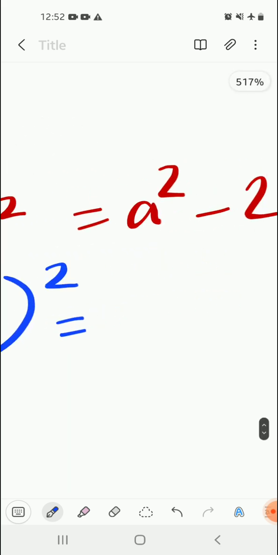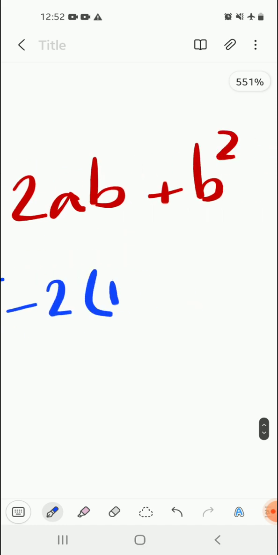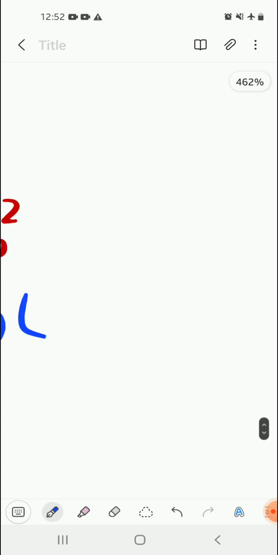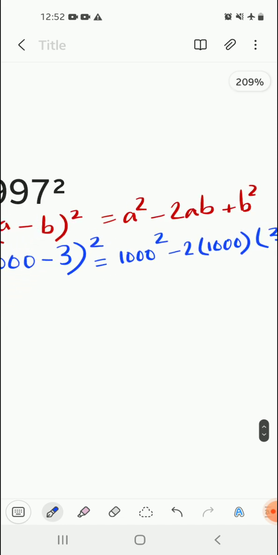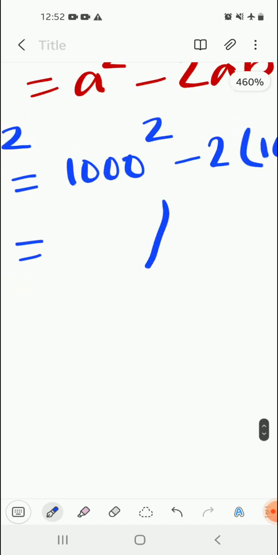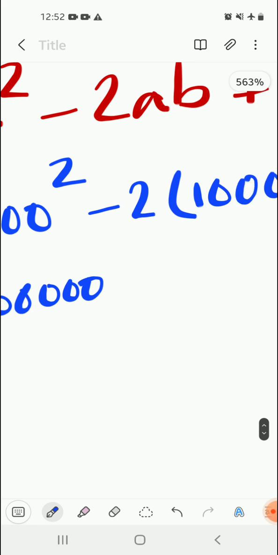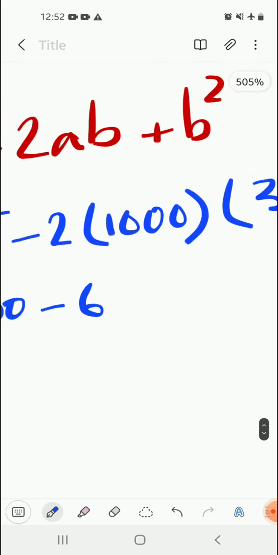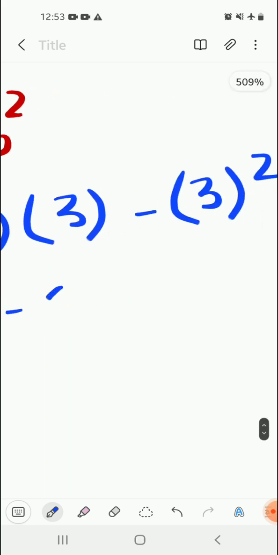A square is 1000 square minus 2 a b, where a is 1000 and b is 3, minus b square, that is 3 square. Now, if we multiply 1000 by itself, 1000 square becomes 1,000,000, minus 2 into 1000 is 2000, into 3 is 6000, minus 3 square is 9.